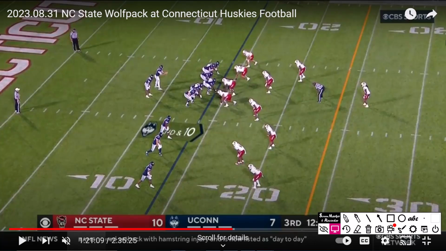So this is outside zone from UConn, a pretty extremely common run concept. The basic fundamental is the offensive line is reach blocking the players in their play side gap. So this play is going to be run to the left for UConn.